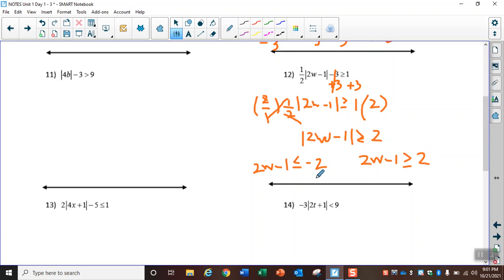Okay. And then now I just want to do my algebra, get that w by itself. So I'll add 1 to both sides. So I get 2w is less than or equal to negative 1. All right, divide by 2. And so I get w is less than or equal to negative 1/2.